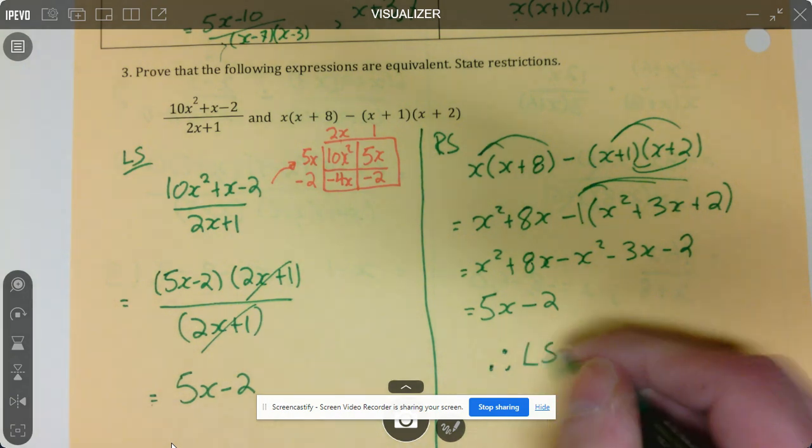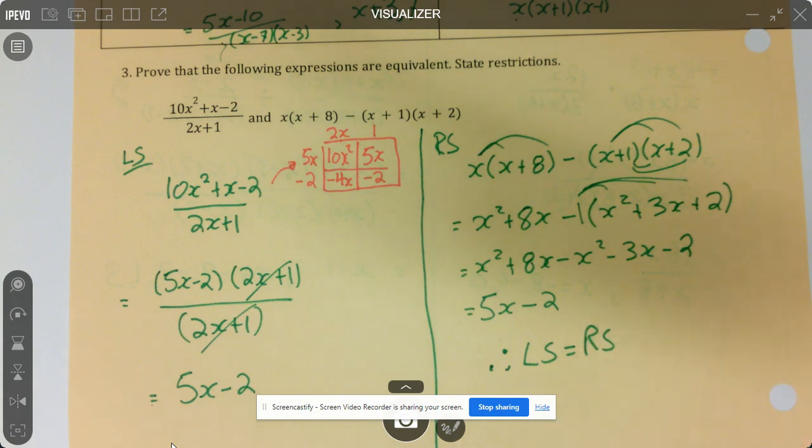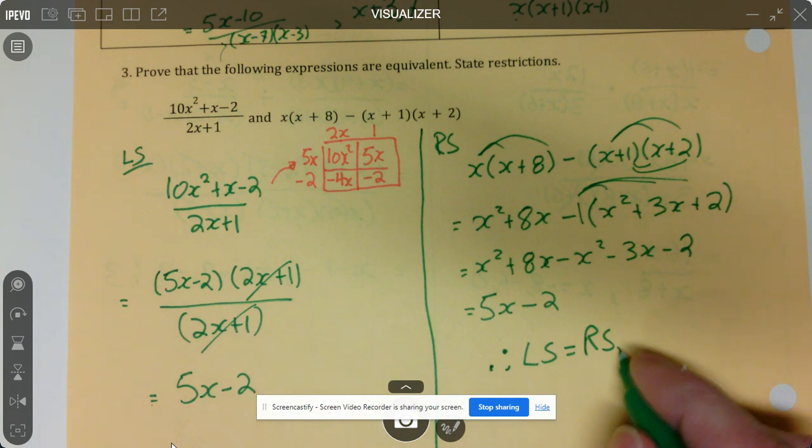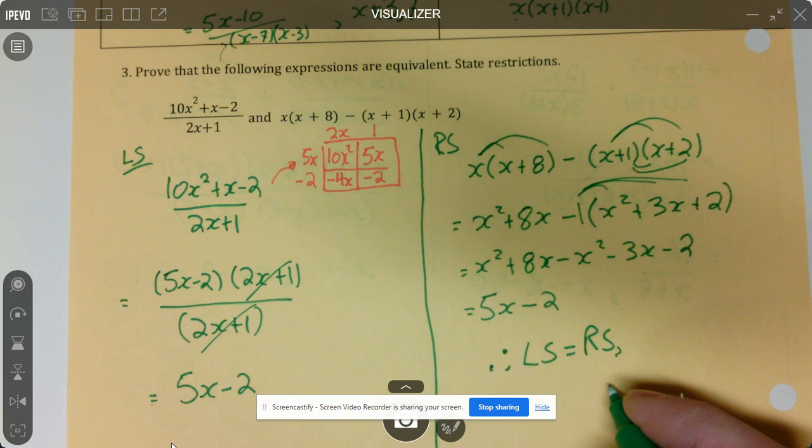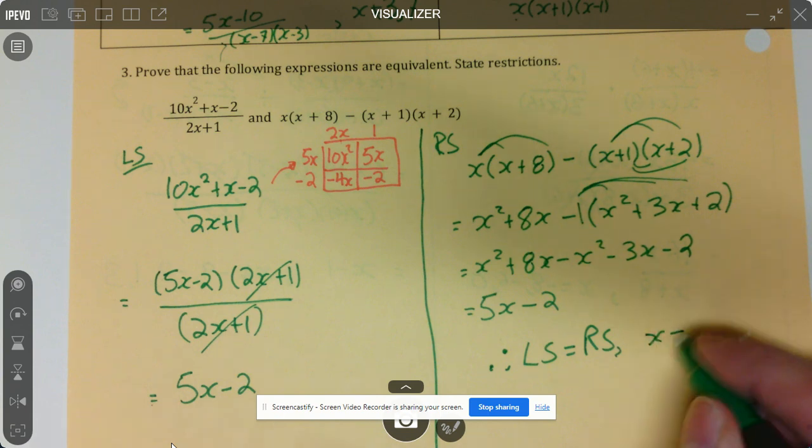So I can say, therefore, left side equals right side, or I could write that, therefore, the expressions are equivalent. And I just want to state the restrictions from both the left and the right side. The right side had no denominator, so there are no restrictions. But this 2x plus 1 could never equal 0. What would make 2x plus 1 equal 0? Well, x can't be equal to negative 1/2.